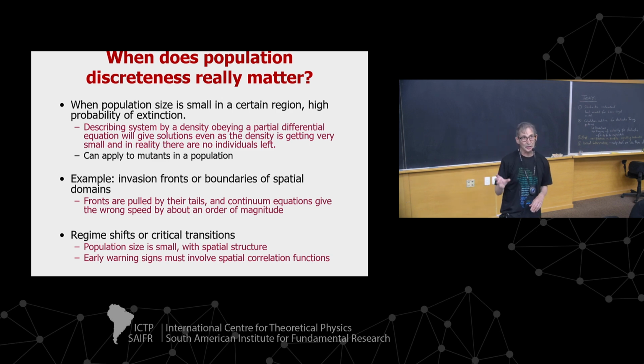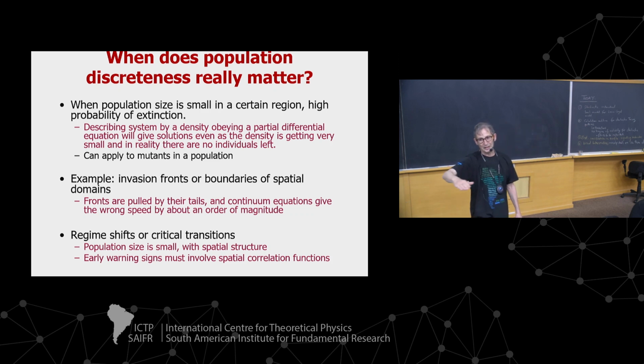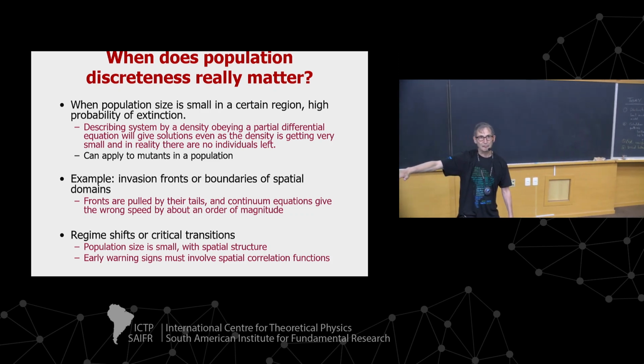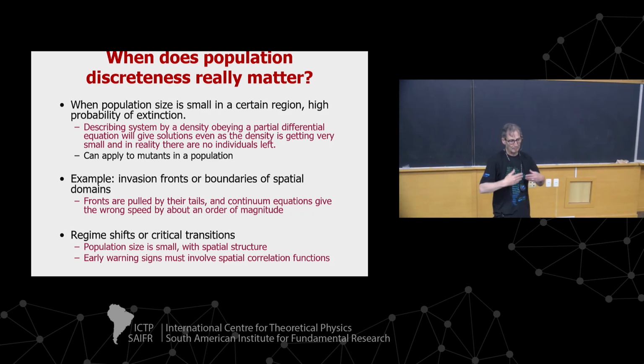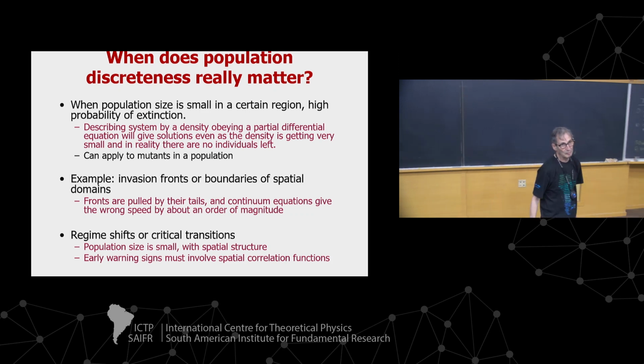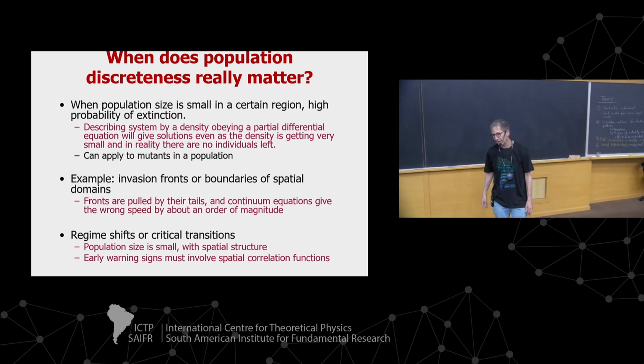And this can apply not just to the population, but also if you're looking at a population coupled to mutants in the population, and so you need this individual level model. Another place where this matters is in invasion fronts or boundaries of spatial domains. Fronts get pulled by their tails, and so at the front of a population that is invading another region, the number of individuals may get small in the leading edge of the invasion, and that's where you also need to have the individuals.